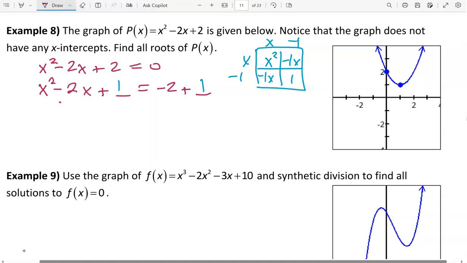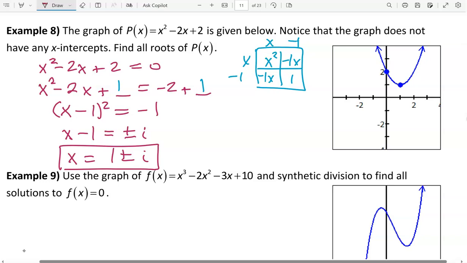And that means that x squared minus 2x plus 1 can be expressed as x minus 1 squared, and that's equal to negative 1. Taking a square root to solve, x minus 1 is equal to positive or negative i, and adding 1, the solutions are in the form 1 plus i and 1 minus i. So those are going to be my roots for p of x.